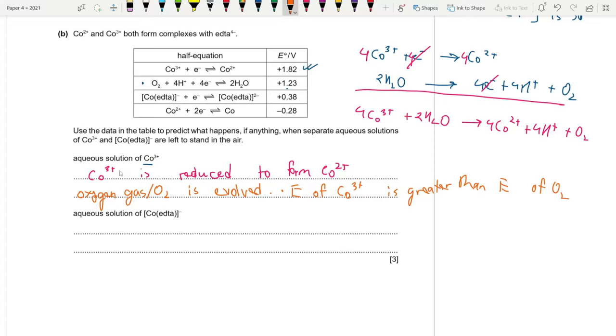This one has a reduction potential of 0.38, right? So if you compare 0.38 with this reduction potential, oxygen has a greater reduction potential.